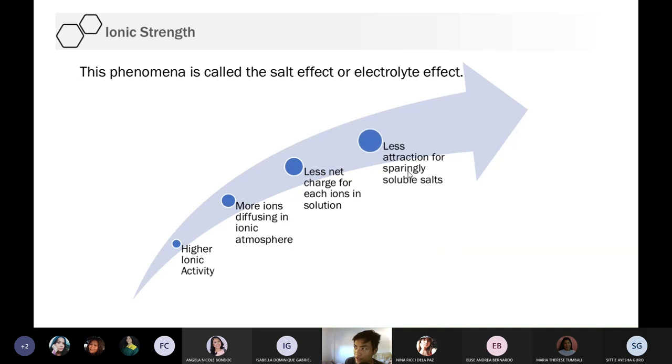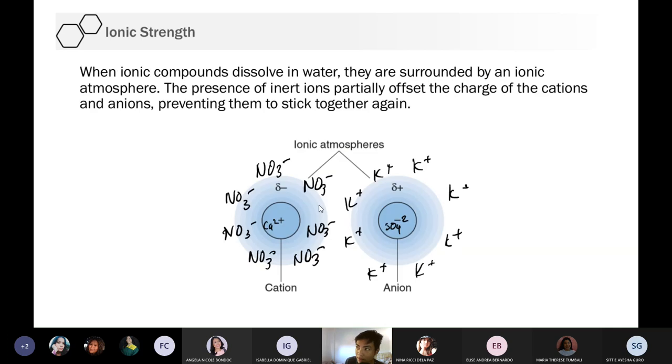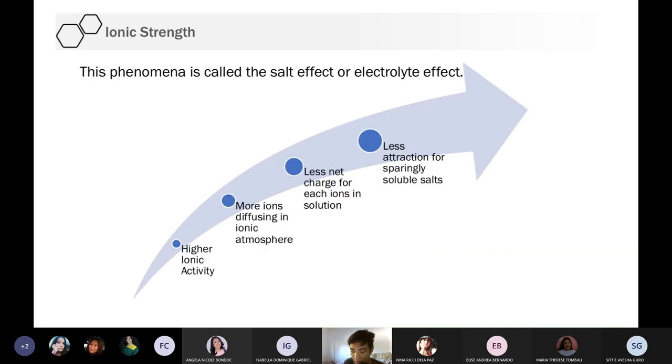And that means less attraction for the sparingly soluble salt. Since you have other ions placed there, they have weakened and will not recombine. Okay? So that means their attraction is less as a result, so there is less precipitate, or they are more soluble now. Okay?